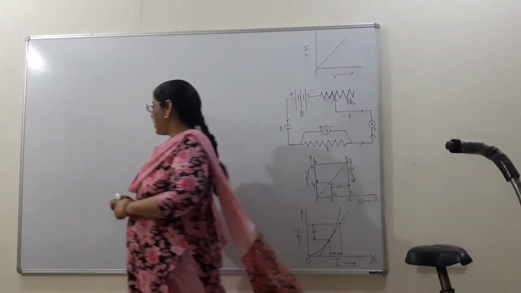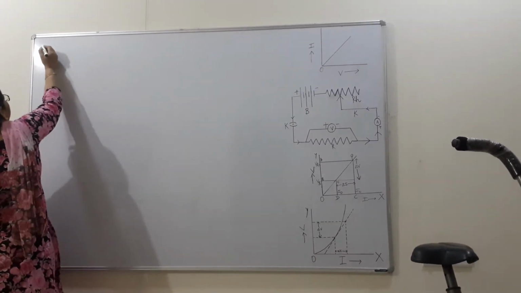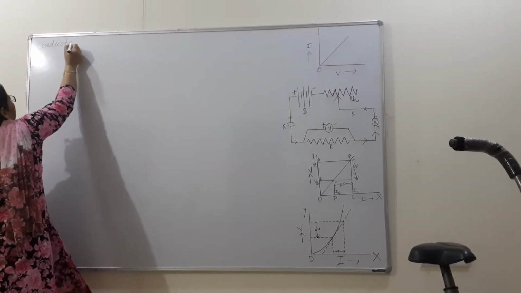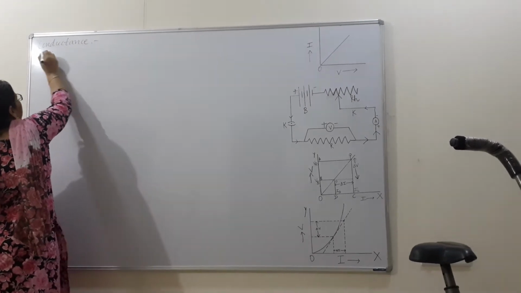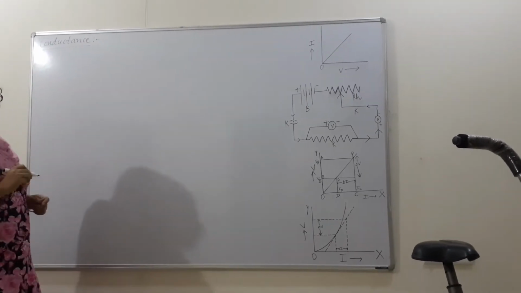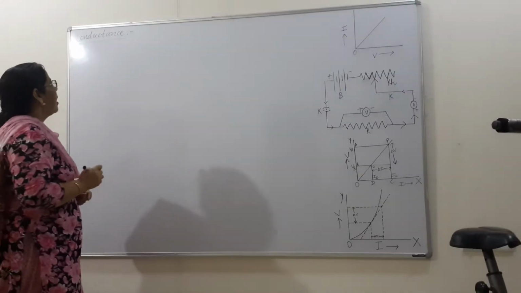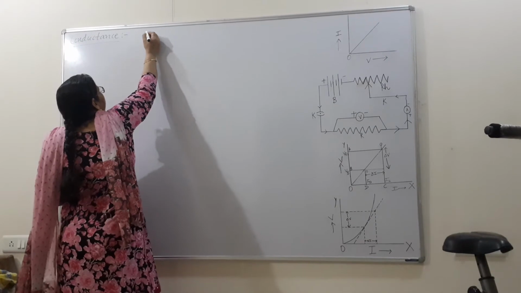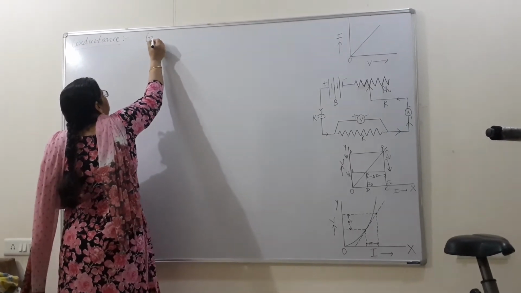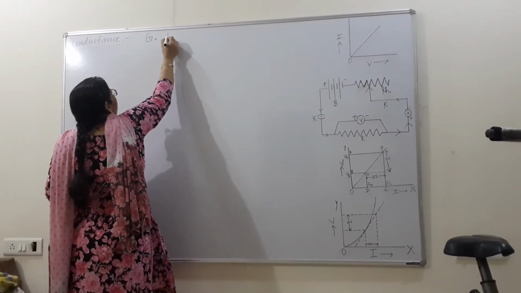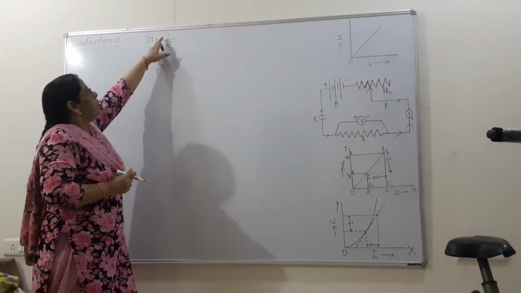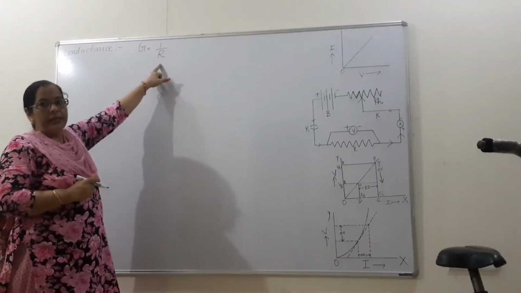But today we are going to start our topic, that is conductance. I think yesterday we did its definition. What is conductance? It is the reciprocal of resistance, denoted by the symbol G. G is equal to 1 by R. Conductance is the reciprocal of resistance.